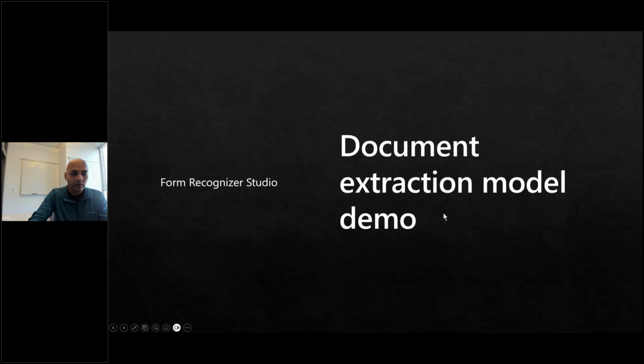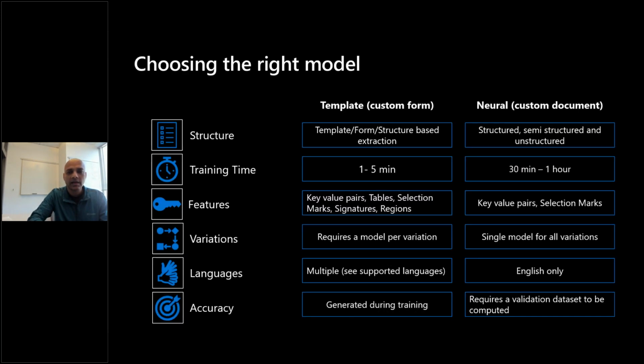So I'm going to head back over to the slides, and we'll talk a little bit about some of the choices as you think about the different model types that you want to use, right? So the key differences between a document type that is a neural model or a template model is the fact that a neural model uses both layout as well as language features, but the template models tend to focus more on the layout features, right?